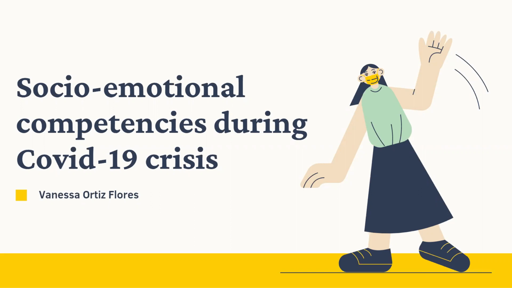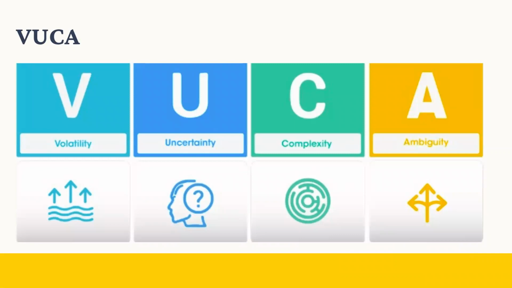I am Vanessa, and today I'm going to be presenting the topic of student-teacher social-emotional competencies during the COVID-19 crisis. So let's start. I would like to start this presentation by defining the term VUCA. VUCA can be defined as a group of different circumstances that rapidly change the environment. These circumstances can be ecological disasters, immigration, dramatic demographic growth, and more.